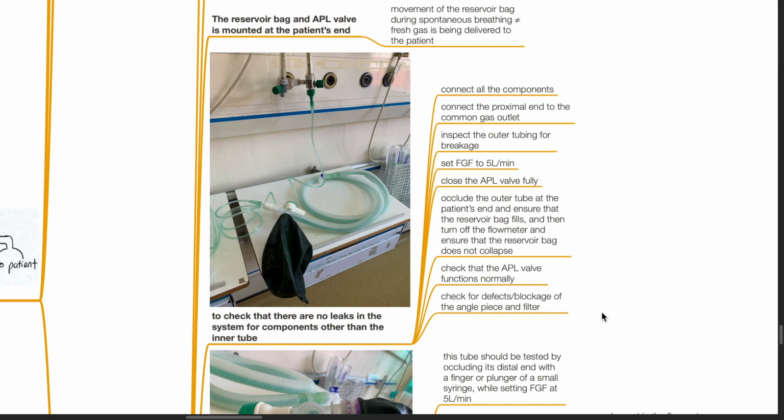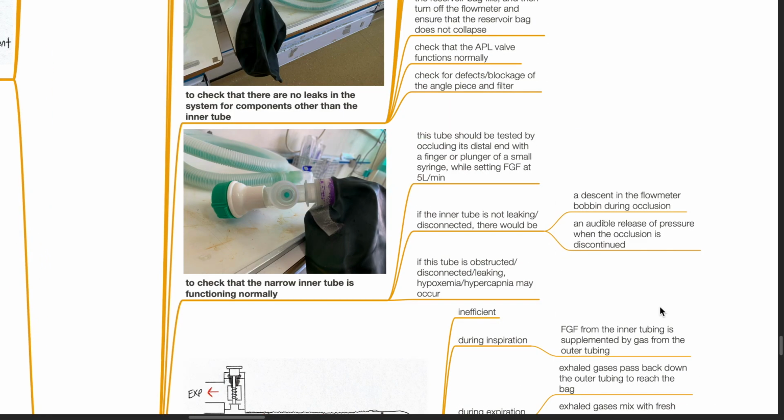To check that the narrow inner tube is functioning normally, this tube should be tested by occluding its distal end with a finger or plunger of a small syringe while setting the fresh gas flow at 5 liters per minute. If the inner tube is not leaking or disconnected, there would be a descent in the flow meter bobbin during occlusion and an audible release of pressure when the occlusion is discontinued. If this tube is obstructed, disconnected or leaking, hypoxemia and hypercapnia may occur.